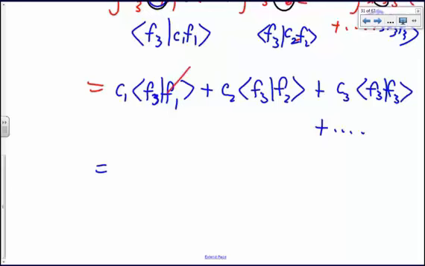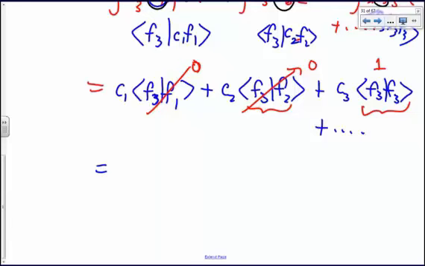What is f3 f1? 0. Why? They are, what's the word? Orthogonal. F3 and F1 are orthogonal to each other. What is F3 F2? Also 0, they are orthogonal to each other. What is F3 F3? This is 1 because we say F3 is normalized. Each and every function in your set is normalized, right?